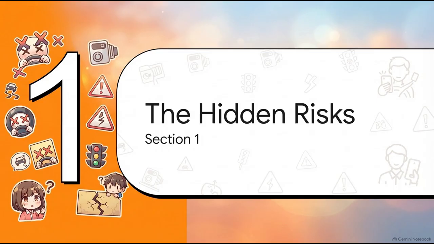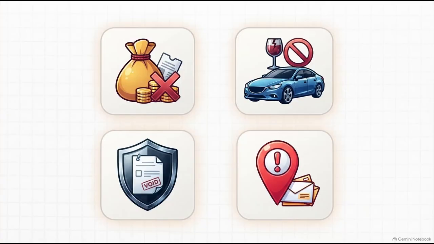All right, Section 1, the hidden driving risks. You know, the Kansas Division of Vehicles can suspend a driver's license for a surprising variety of reasons. We're talking suspensions from unpaid traffic fines or penalties from a DUI. Even just failing to provide proof of insurance can trigger suspension.